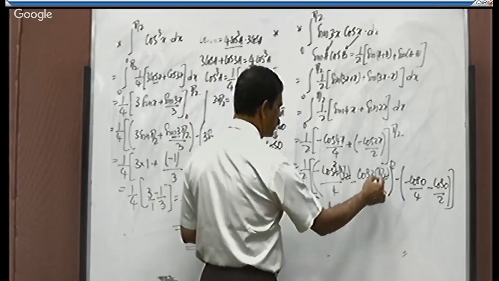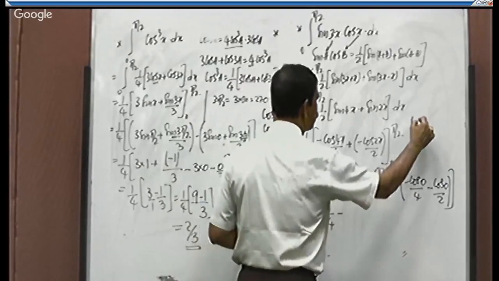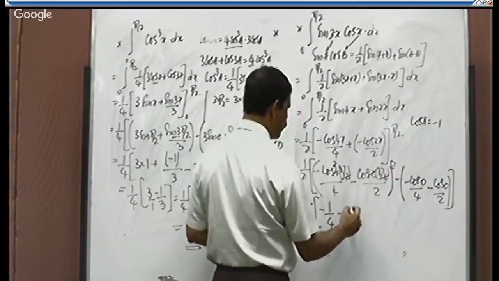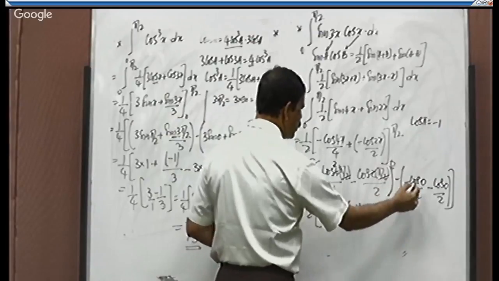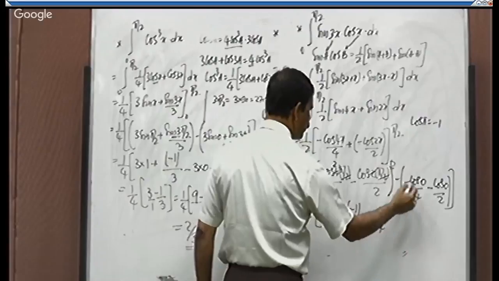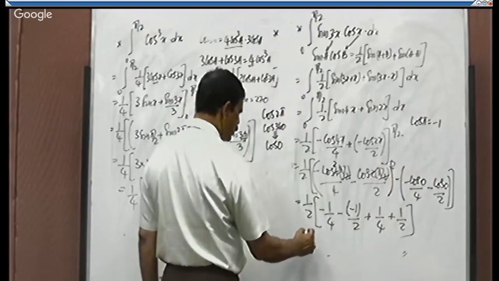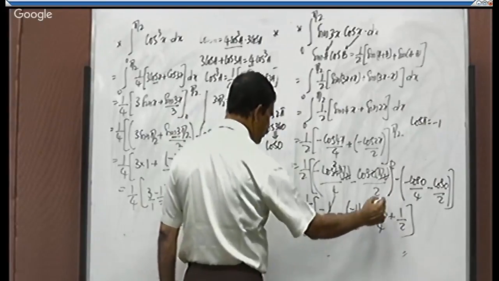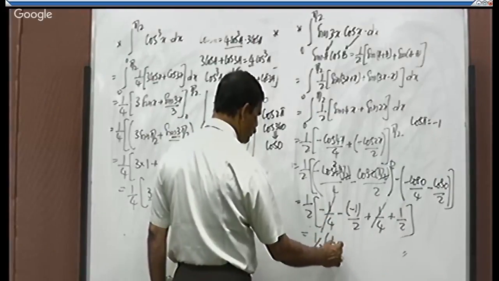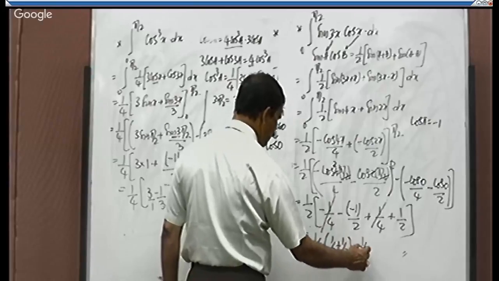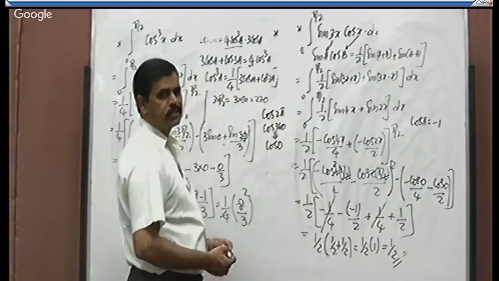Minus, 2 cancel. Cos 180 is also minus 1. That is minus 1 divided by 2. Minus of minus plus. Cos 0 is 1, 1 by 4. Minus into minus plus. Cos 0 is 1, 1 by 2. This is equal to minus 1 by 4 plus 1 by 4 cancel. Minus into minus what? Plus 1 by 2 into half plus half. Half plus half is 1, right? Half into 1 is what? 1 by 2. 1 by 2 is the answer, right?